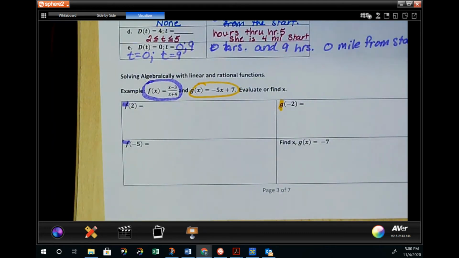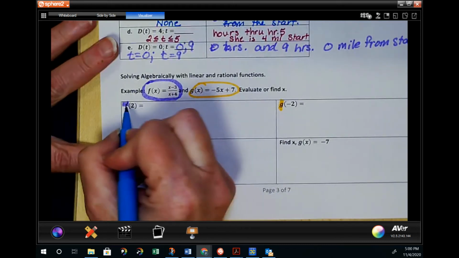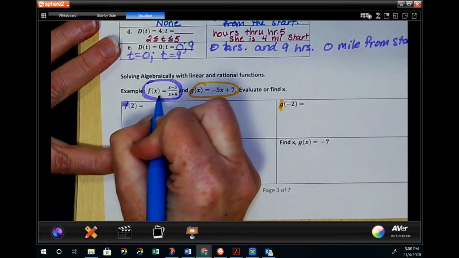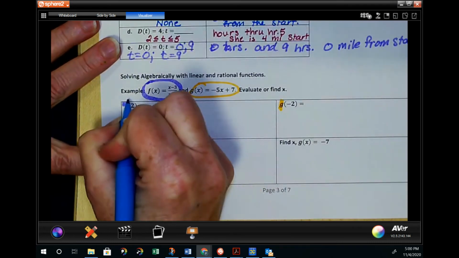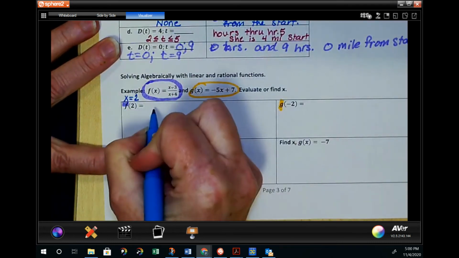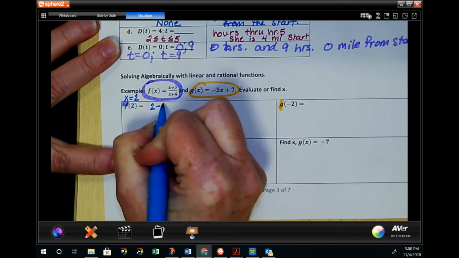All right, so for this next question, you have F of 2. So I'm plugging in. This tells me that X is equal to 2. So I'm going to plug 2 in. So 2 minus 3 over 2 plus 4. 2 minus 3 is negative 1. 2 plus 4 is 6.